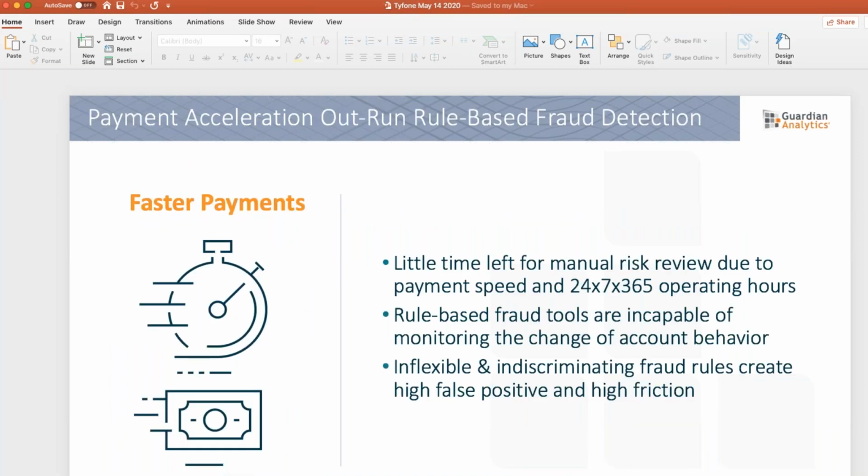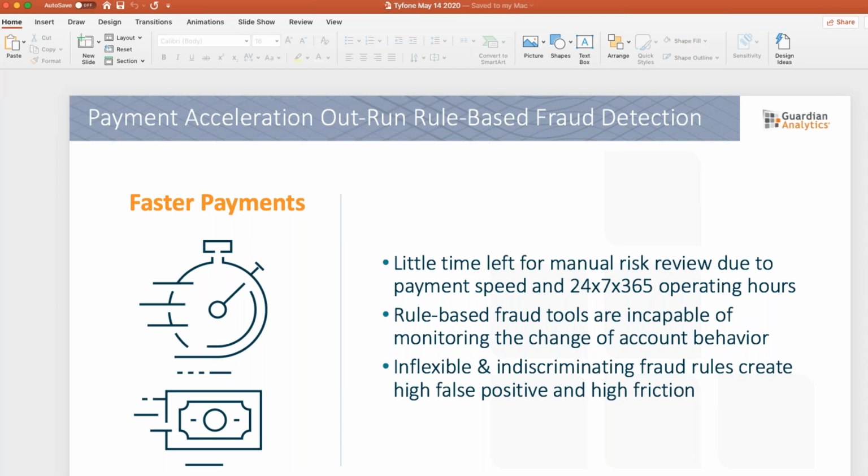So the impact of payment acceleration on the fraud detection side is that the speed now outruns the rule-based fraud detection system. When payment speed becomes faster, there's little time left for manual risk review. And the 24/7 operating hours made it almost impossible for financial institutions to have a fraud team sitting there reviewing those payments by humans.